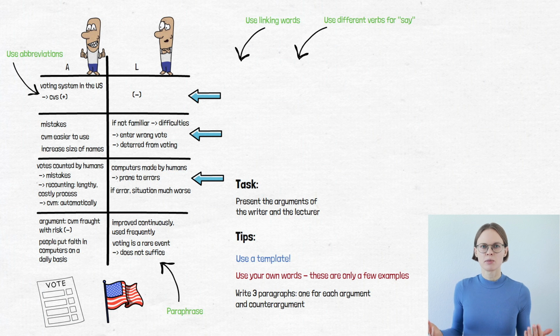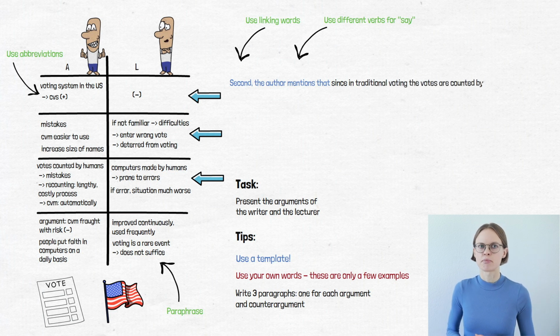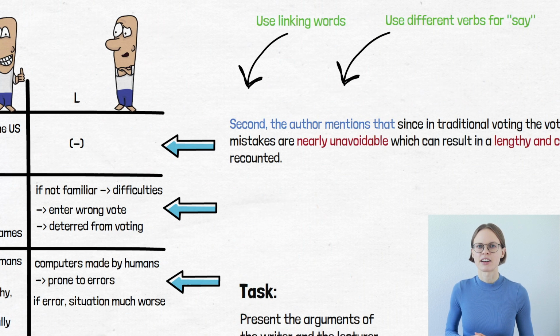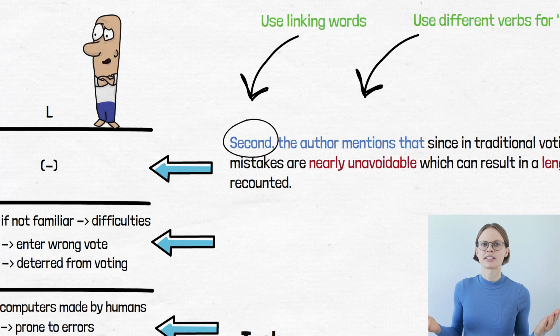I start this paragraph with "second" to indicate that I'm going to talk about the second argument of the writer. So I'm going to write, "Second, the author mentions that since in traditional voting the votes are counted by humans, mistakes are nearly unavoidable, which can result in a lengthy and costly process of votes having to be recounted." Now we have to add his idea that computerized voting machines are so great because they don't make such mistakes.